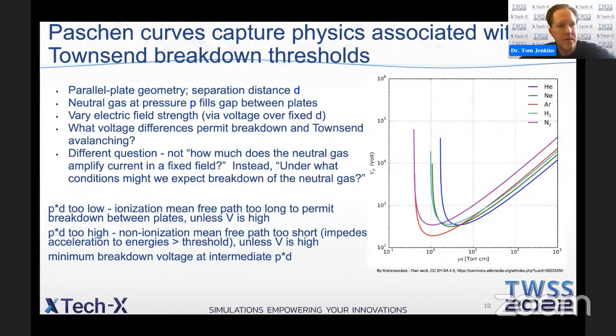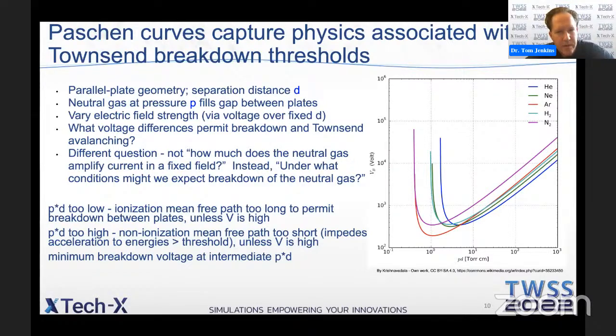Going to change direction slightly. I'm going to talk about Townsend-Paschen curves now. This is essentially a curve that tells you where these breakdown thresholds for Townsend discharges happen. You can imagine if I had a very weak voltage and I sent an electron from the cathode to the anode, then nothing would happen, and we would not call that a plasma.